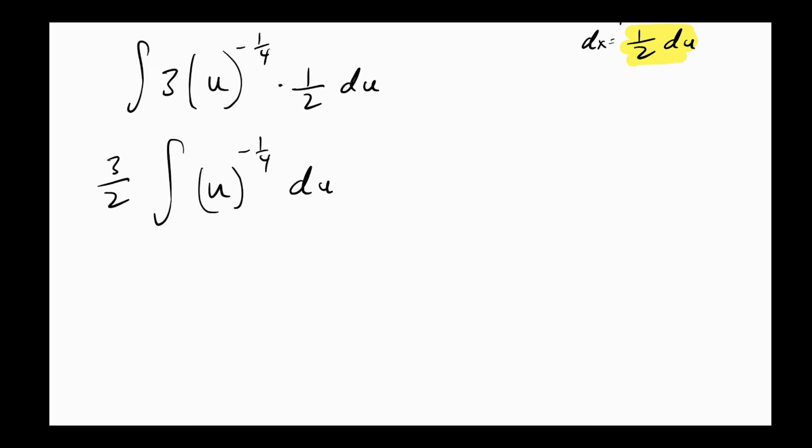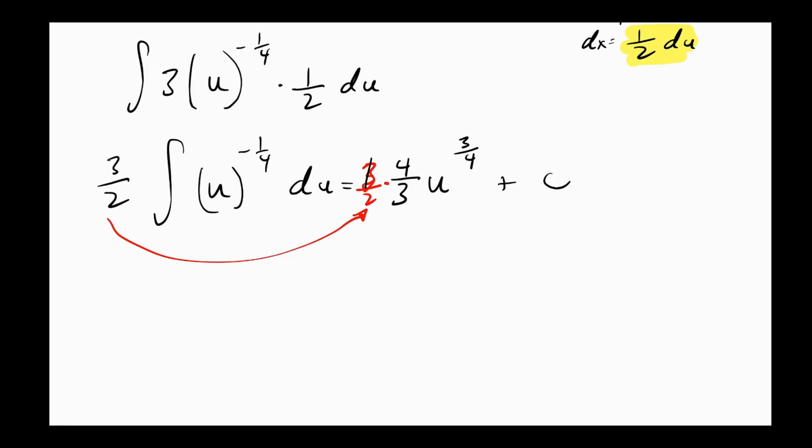Now I can use the regular power rule. So I add 1 to the power, so that's 3/4. Divide by 3/4. That'll make 4/3 out here. But I already have the 3/2 out here that I need to multiply, right? So I've got to multiply by 3 over 2. Plus C.